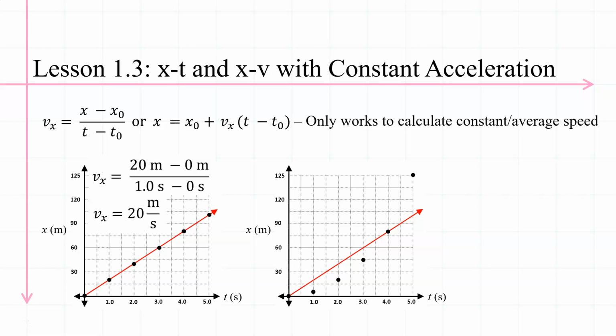Now, I didn't say this was a graph of a constant. I'm saying it has a constant slope. It doesn't matter where I calculate that slope. The slope is always the same. Not true of a position time graph with acceleration.